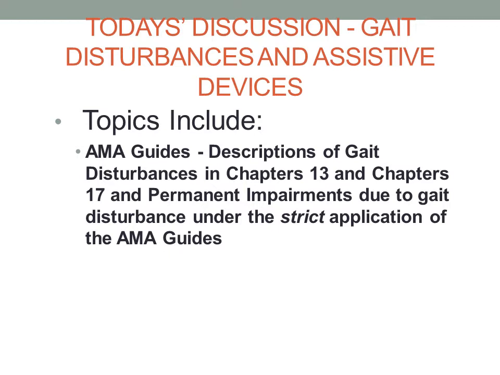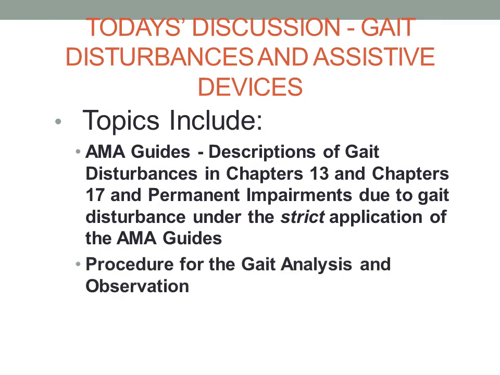due to gait disturbance under the strict application of the AMA guides, strictly as those are described in chapters 13 and chapter 17. Then we go over a description and a procedure that you can use for the gait analysis, and I give you several different observations that you will use in determining if there actually is the presence of a bona fide gait disorder.